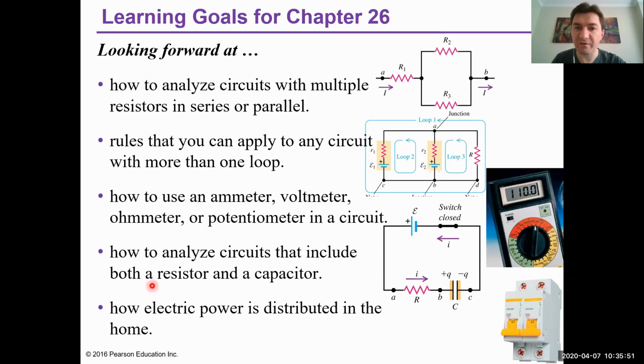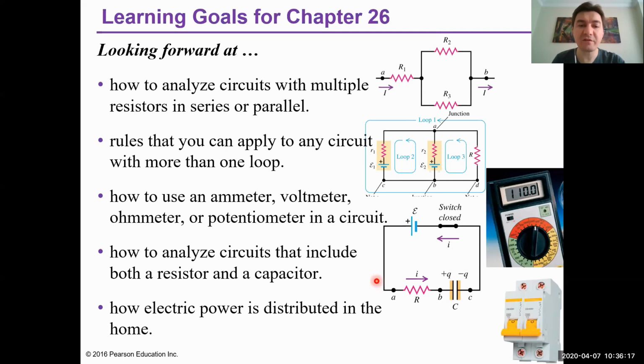So here we have a circuit, you can see that. Within that circuit, we have one resistor here and one capacitor here. This is called an RC circuit. Within RC circuits, the current is not constant. It is decreasing with time. We will discuss all these things in the next lecture.